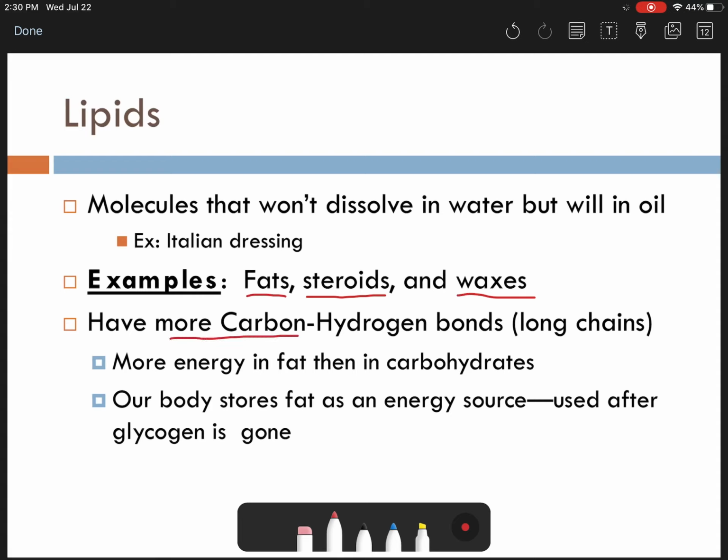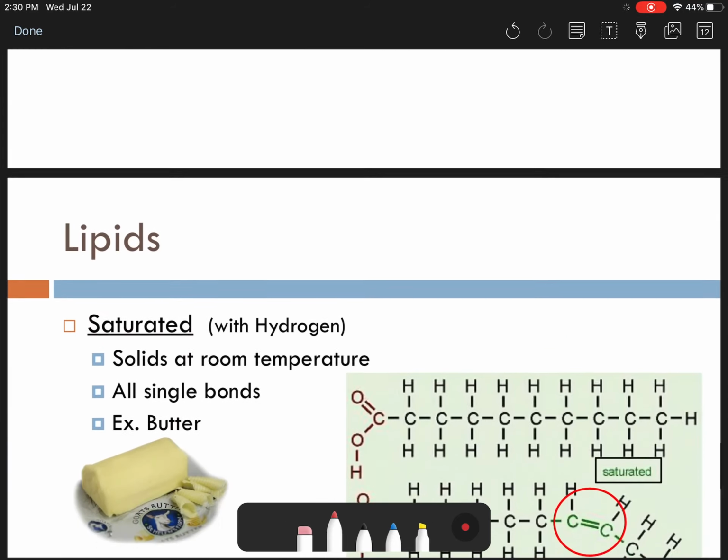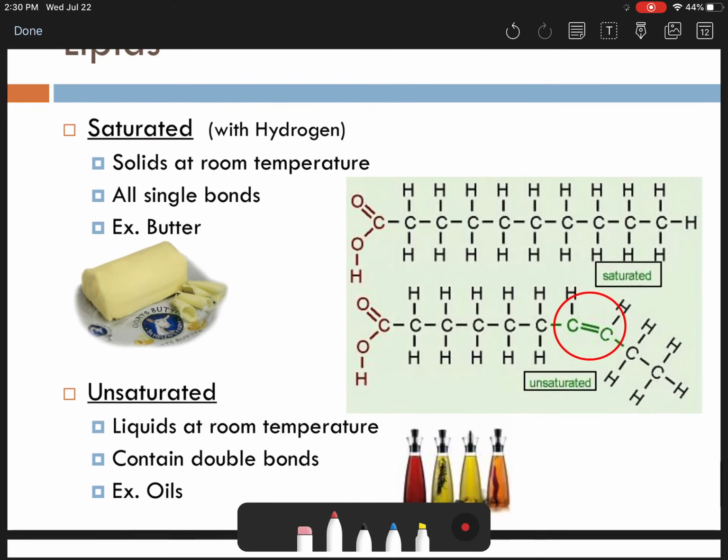Because lipids have more carbon-hydrogen bonds in those long chains, they actually have more energy in fat than in carbohydrates. Okay? And again, we store our lipids as fat to use as an energy source. That's after all your glycogen in your liver has been broken down to use your quick energy source with glucose. Then we switch to our lipids and use our fat as an energy source.